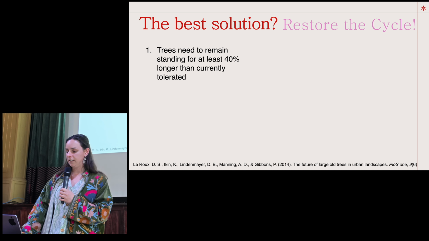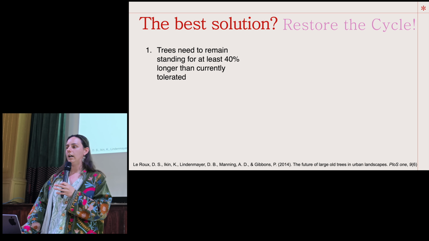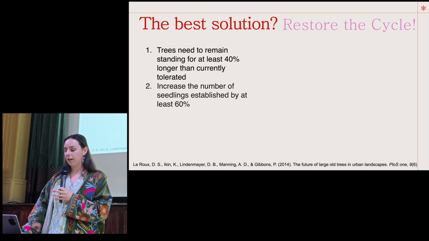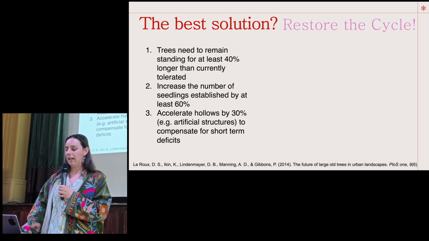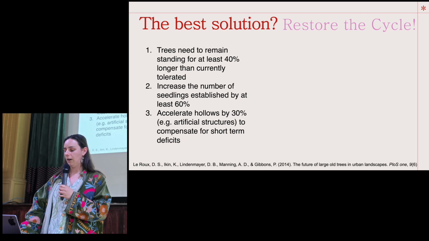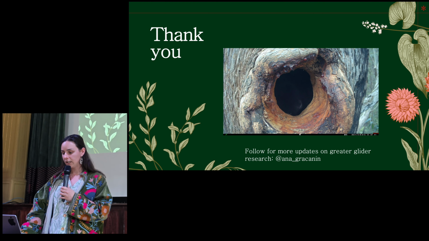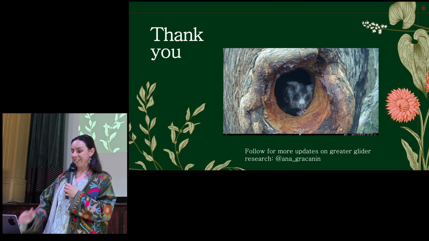One study found that in the Canberra area, the solution was that we need to have 40% greater longevity of the trees currently, establish more seedlings by 60%, and create artificial hollows by 30% to just compensate for those short-term deficits, and then we can restore that cycle. Yes, so that's it. Thank you so much.